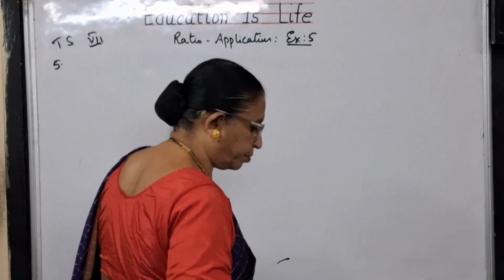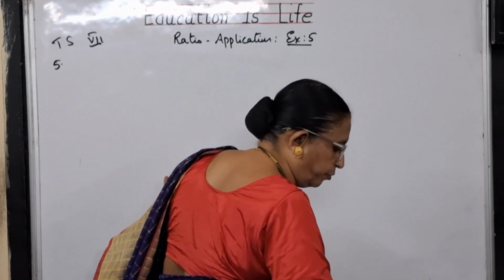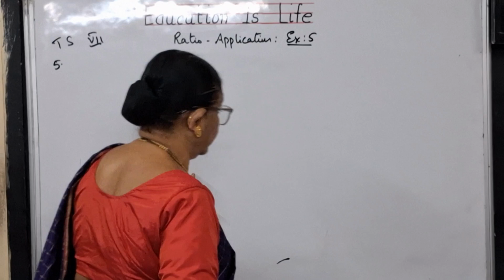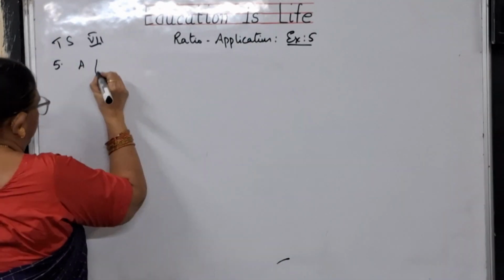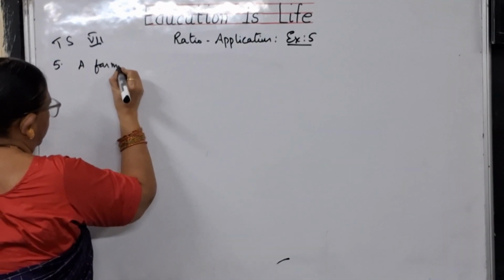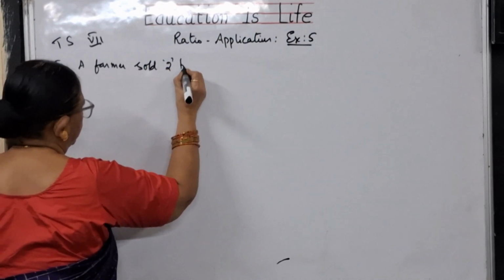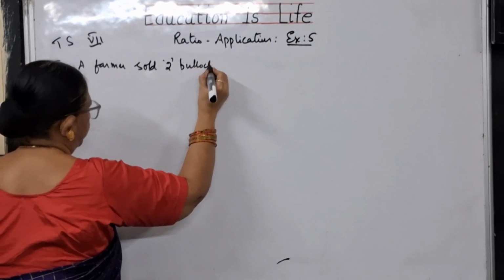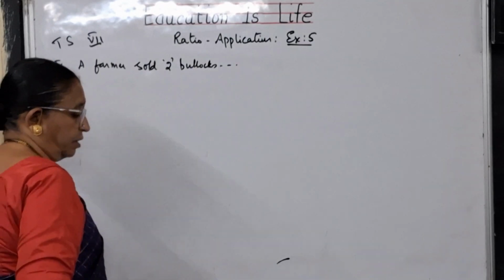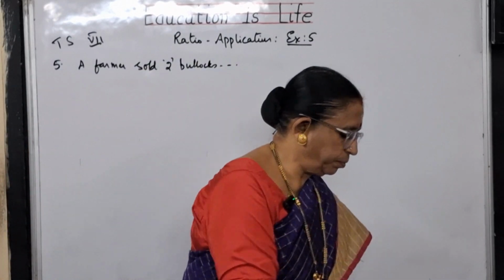Fifth problem. A farmer sold 2 bullocks. It goes on like this. Let me read the problem.